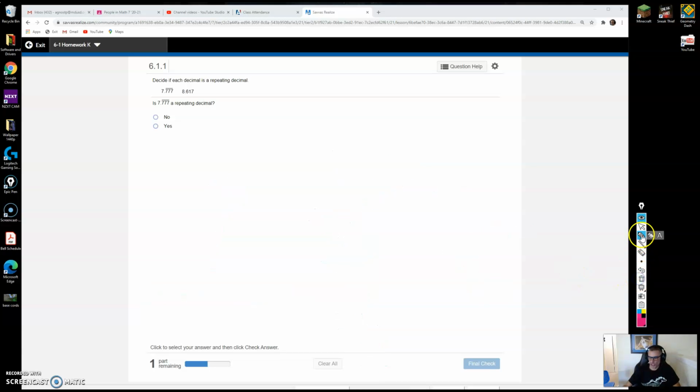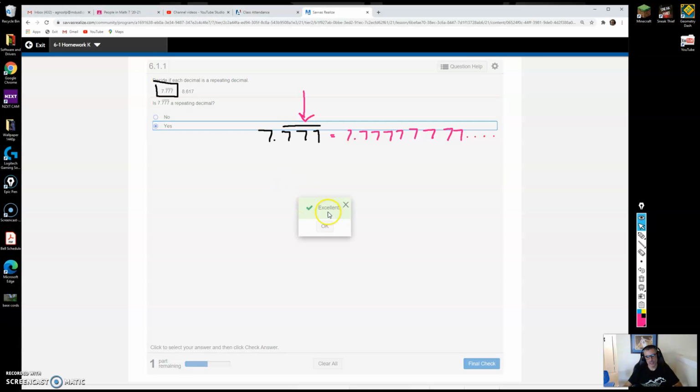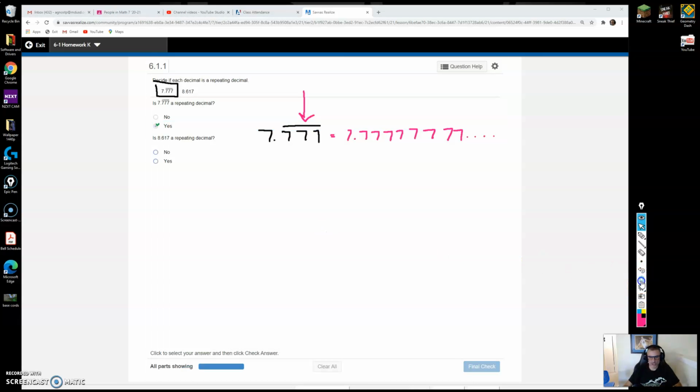All right, so let's take a look at this problem right here. It says decide if each decimal is a repeating decimal. Well, the first one that they give us is 7.777, and they have a line over all 3 sevens. Well, what that line means is that these 7s go on forever. So this is actually equal to, and I could do 7s, and they just keep going and keep going and keep going, dot, dot, dot. So this is definitely a repeating decimal. Anytime you see this line, it's going to be repeating. So is this a repeating decimal? Yes. Got it.